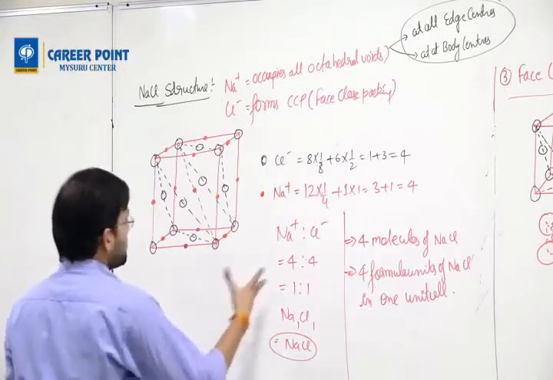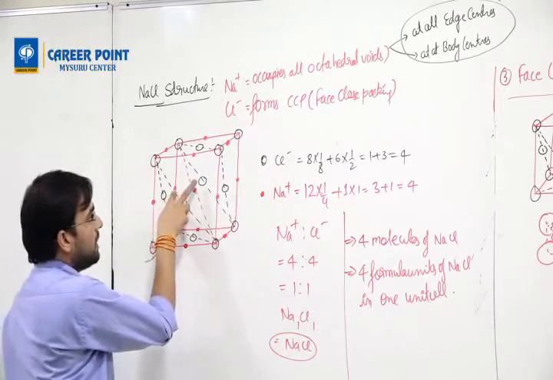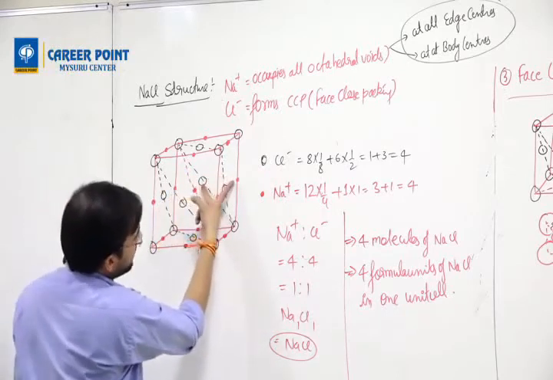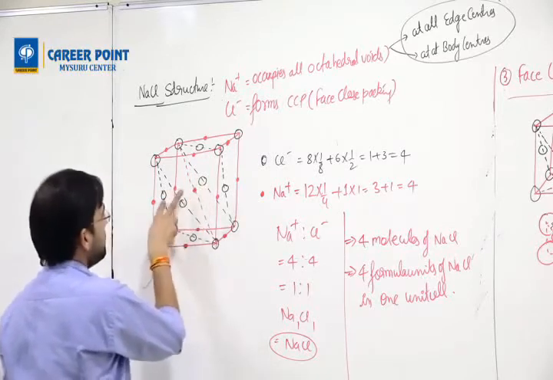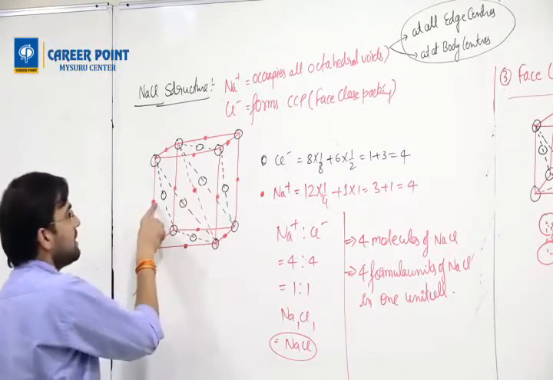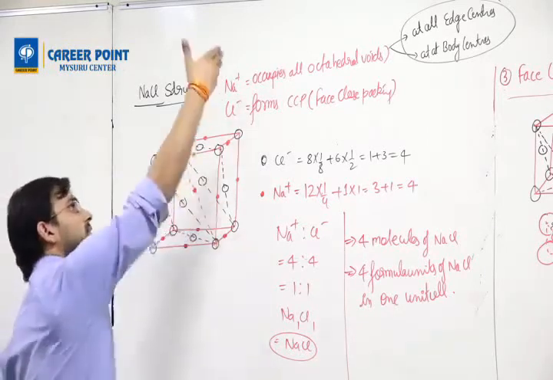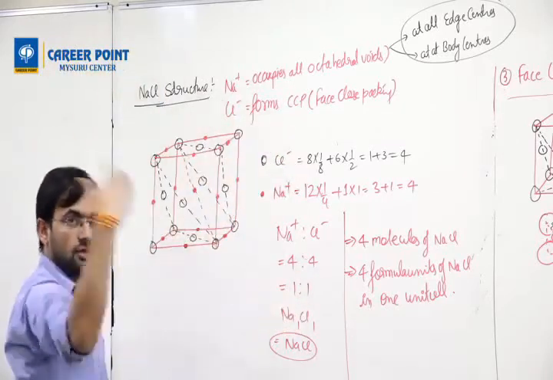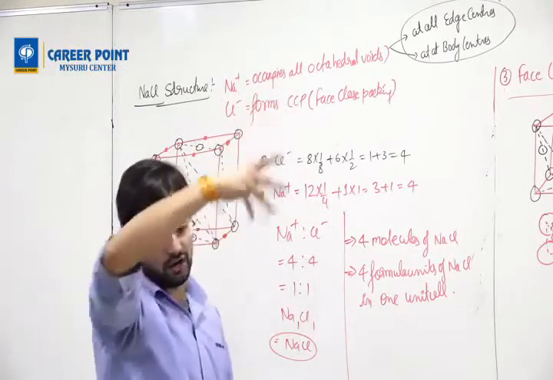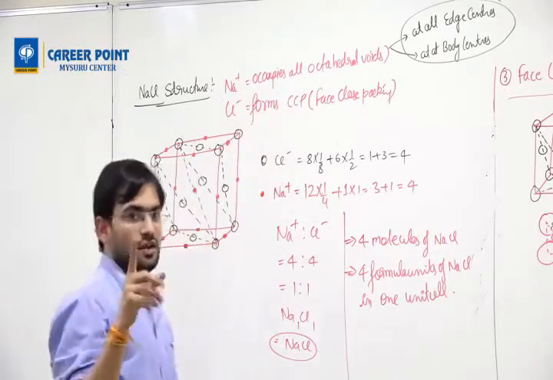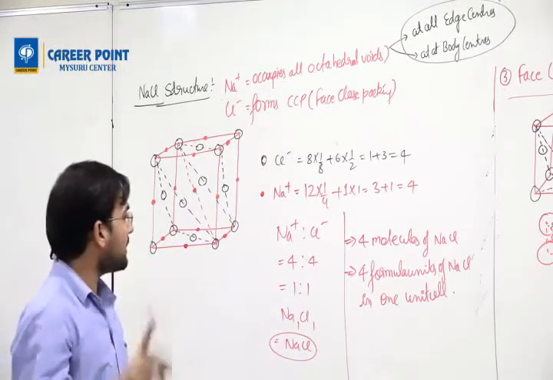Regular repeated geometry. You go in any plane, you go in the middle of the sheet: Na plus, Cl minus, Na plus, Cl minus. You go like this, like this, in any direction, along a tilted line, along the body diagonal. Any direction you move, you will get alternately Na plus, Cl minus, Na plus, Cl minus. Understood?